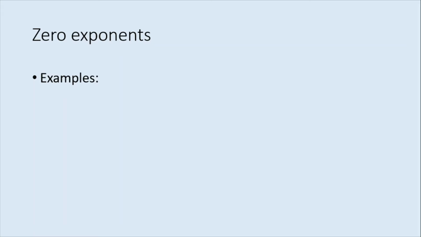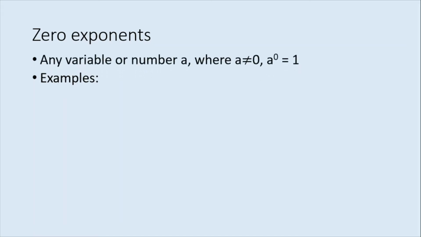Now in our lesson, we have zero exponents first. Any variable or number a, where a is not equal to 0. That is a raised to 0 equals 1. Okay, so let's have examples.